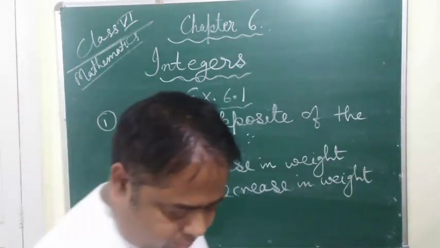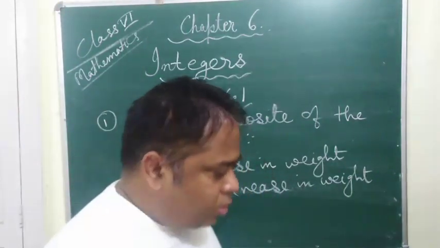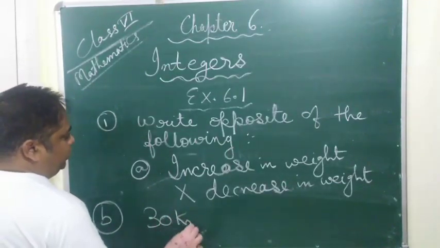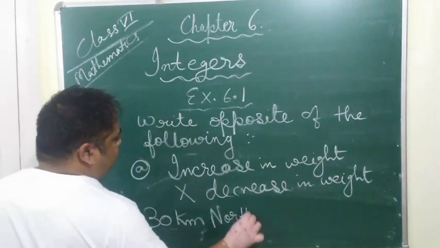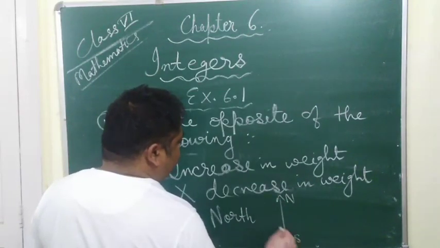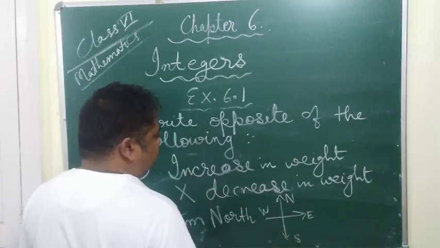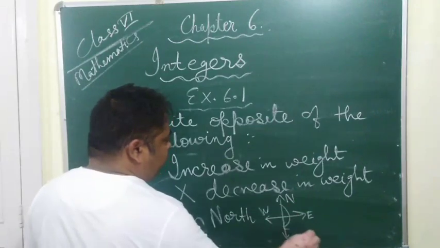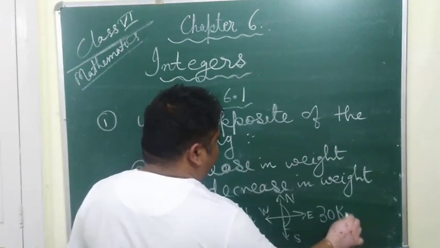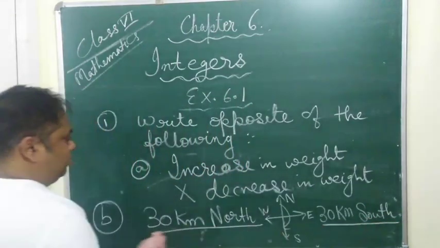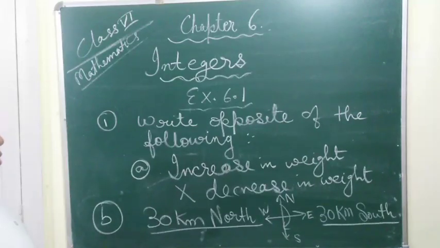Second is B. 30 kilometers north. Now how do we draw direction? Like this. This is north, this is south, this is east, and this is west. So 30 kilometers north, its opposite will be 30 kilometers south. You can take a screenshot or you can note down.